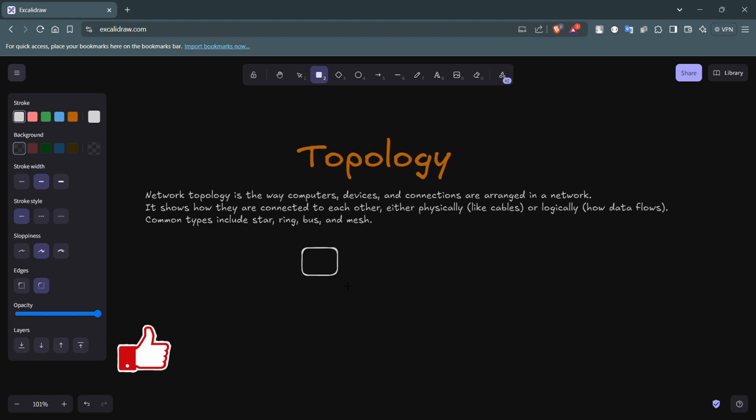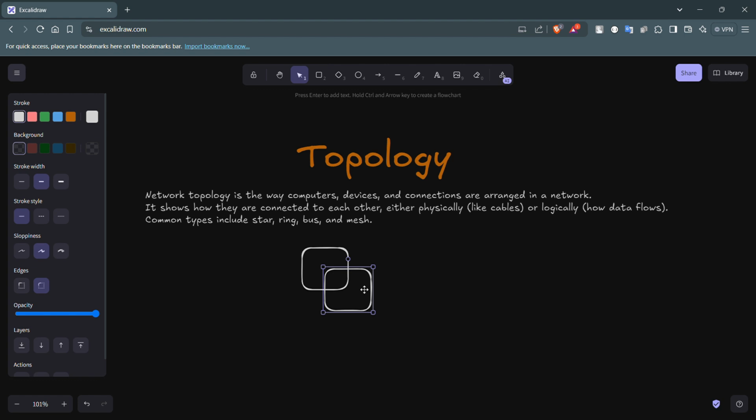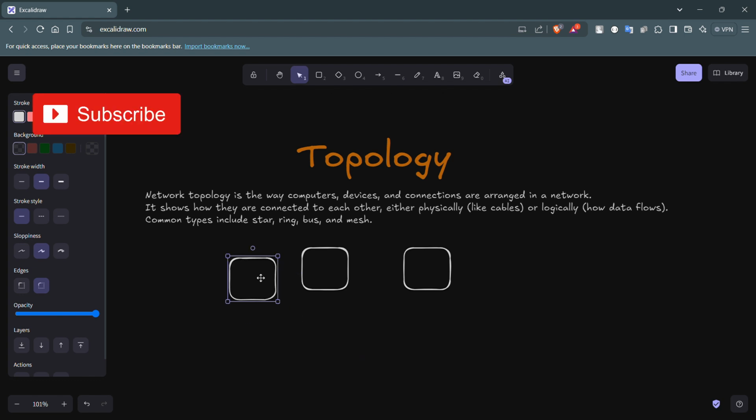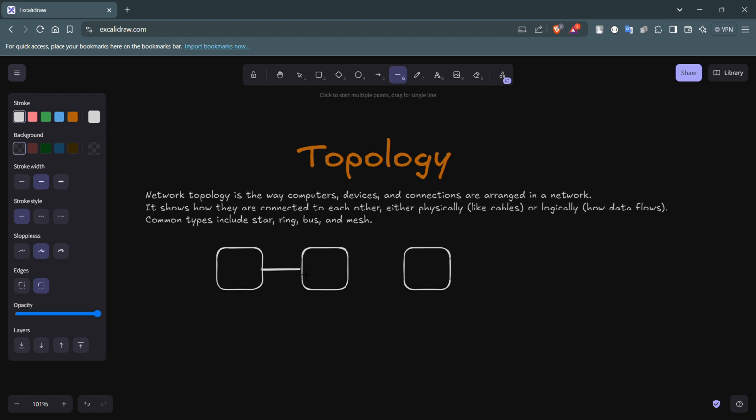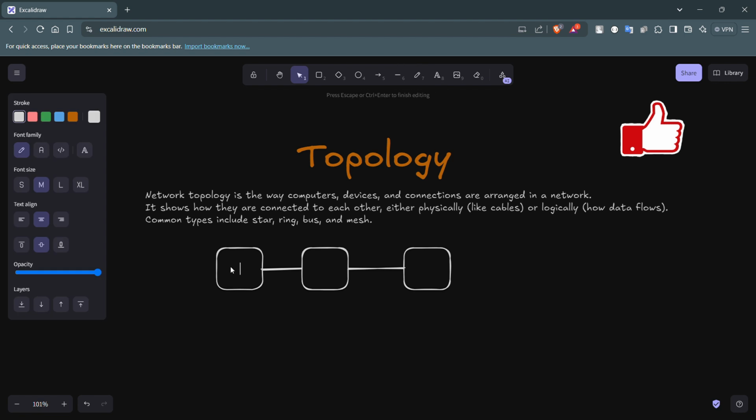So suppose this is the node. Okay, let's take other nodes. This is another node, and this is another node. Okay, suppose these are the nodes. If I arrange them like this, I am connecting this node to this, and I am connecting this node to this. So actually, this is called bus topology. Okay, suppose this is node A and this is node B and this is node C. So this is the bus topology.